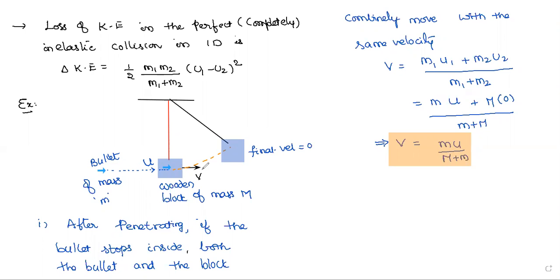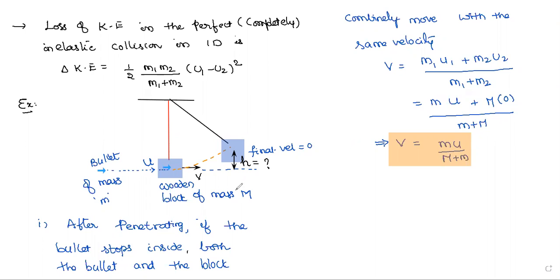Then the question is, by taking the initial position as the reference level, to what height does the wooden block rise, like the pendulum? That black double-arrowed line is the height. h is equal to how much? That is the question.